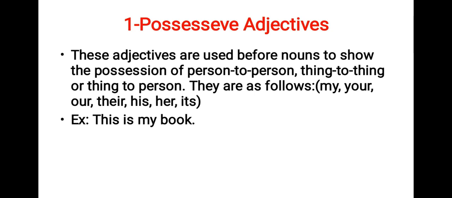These adjectives are used before nouns to show the possession of person to person, thing to thing, or thing to person. They are as follows: my, your, our, their, his, her, its. So it shows possession of something. This is my book. So here my is showing the possession. So it is a possessive adjective, as it is referring to the subject that this book is mine.